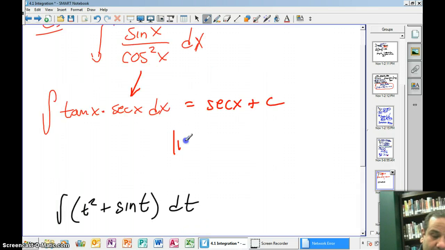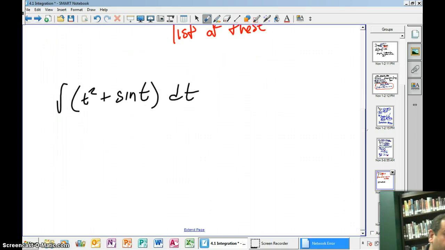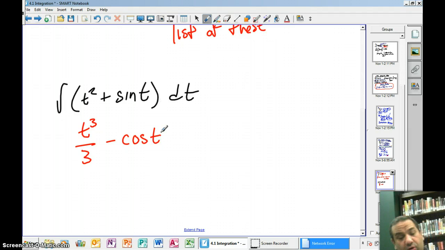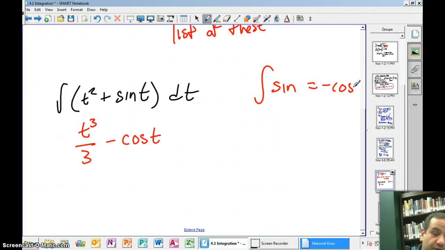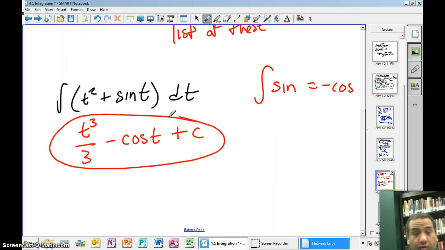There's a list of these, and it's the exact opposite of what the derivatives were, just going the other way. Let's do this problem. We've got t squared plus sine of t. When we integrate, t squared becomes t cubed over 3. When we integrate the sine, we get negative cosine t. Remember, if we took the derivative of negative cosine, we get sine. So when you integrate sine, you get negative cosine. It's the opposite of what you did for the derivative. And this is plus c. Done. So if you know the derivatives, you'll know this stuff.